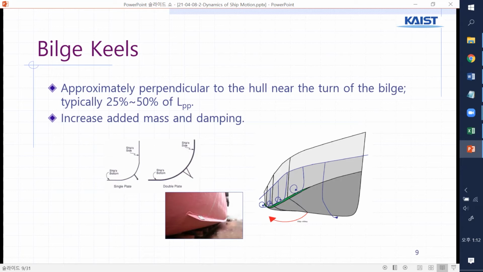And if we put a Bilge-Keel, that helps to increase the added mass or damping of the ship. You can think again about the spring-mass vibration equation, where there is a damping coefficient C, a mass, and K, the spring constant, and C is the damping coefficient that is dependent on the velocity of the motion, right?